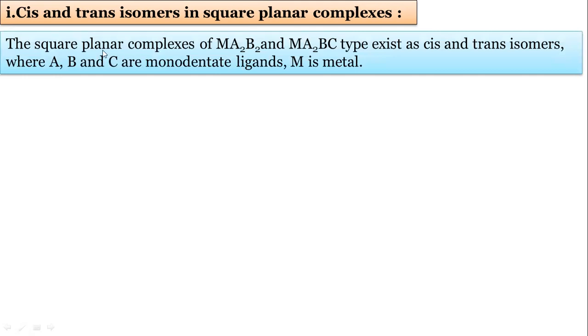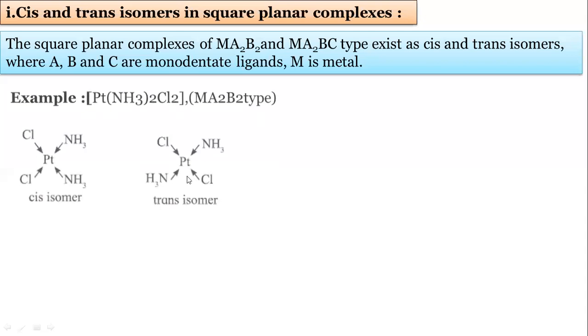So what are square planar complexes? See, one general type of complex is Ma2B2. This M indicates the central metal atom, and A and B indicate the ligands, A2 and B2. Another type is given here, Ma2BC. This M again indicates the metal, and A, B, C are the ligands. These are the monodentate ligands mentioned here, where A, B, C are monodentate ligands and M is the metal. So these are the general complexes shown.